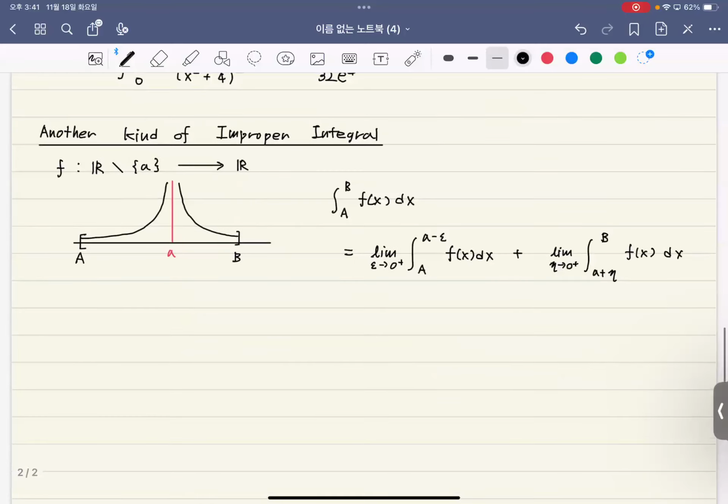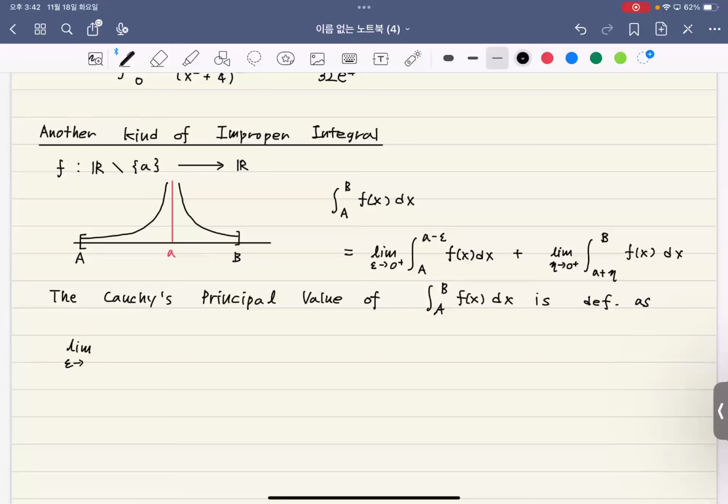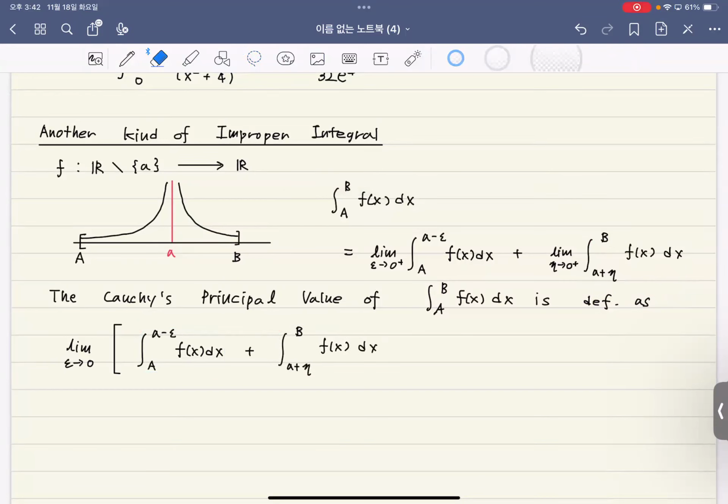But there is a so-called Cauchy's principal value of an improper integral of type 2, which is defined by this. Can you see the difference between these two?